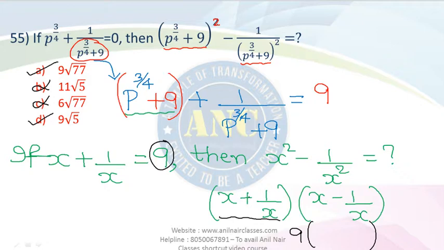If I know x plus 1 by x value as 9, x minus 1 by x is square root of k square minus 4. K square is 9 square, 81, minus 4, and the coefficient of x and 1 by x is nothing but 1, so I don't need to multiply that with 4 anyway. The answer is 9 into square root of 81 minus 4, which is 77. The answer cannot be option D. The answer should be option A.